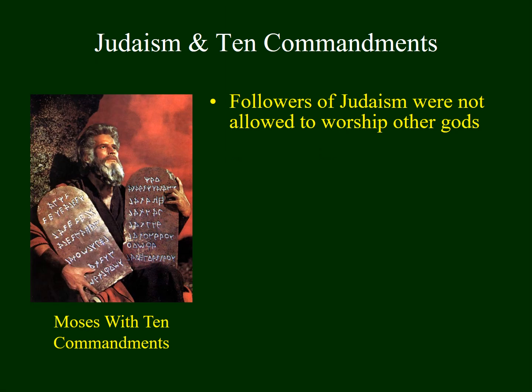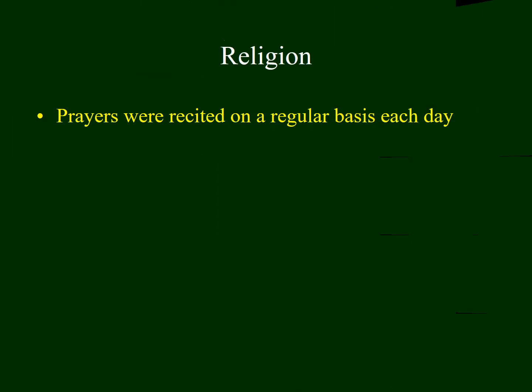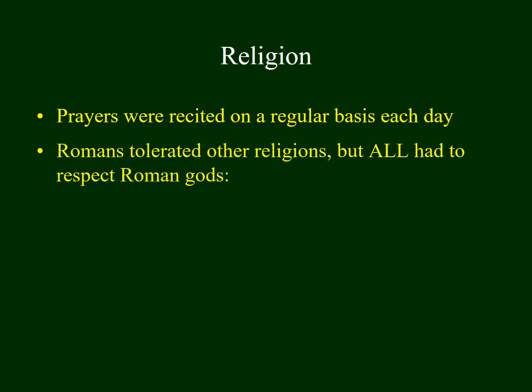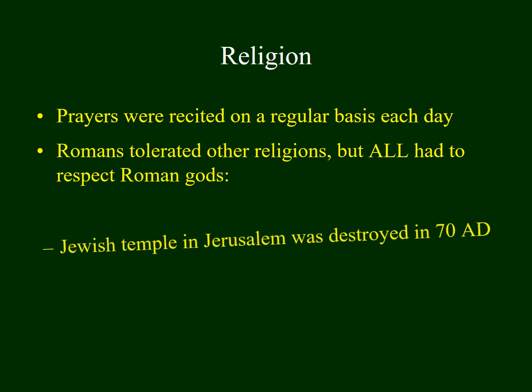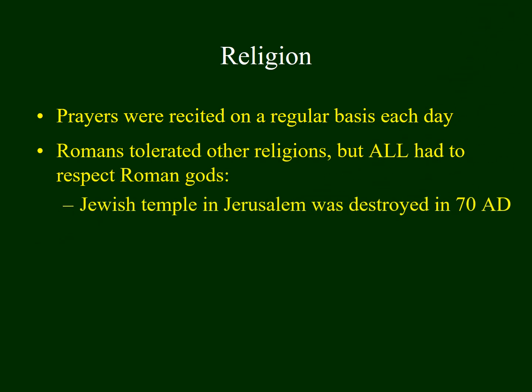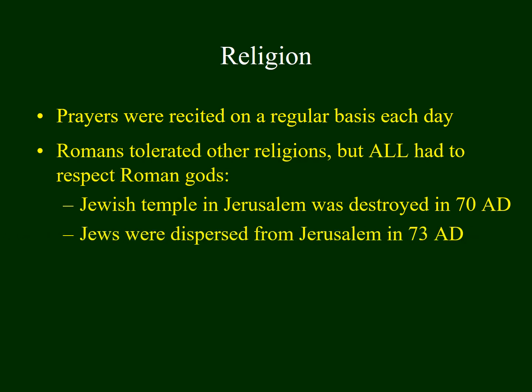If you remember from an earlier presentation, followers of Judaism, or the Jewish faith, only worshipped one god. As others described it, their god was a jealous god. They were not allowed to worship other gods. This got followers of Judaism in trouble with the Romans. There was a lot of conflict between the Romans and followers of the Jewish faith. In 70 AD, the temple, the great Jewish temple in Jerusalem, was destroyed. Shortly thereafter, Jews were dispersed throughout much of the Roman Empire, beginning in 73 AD.